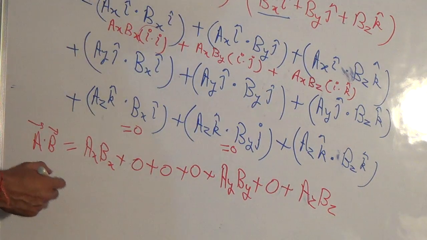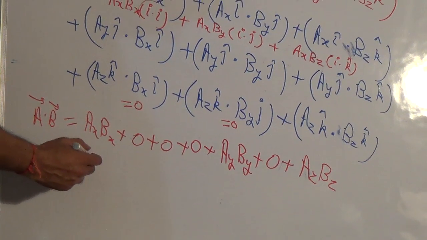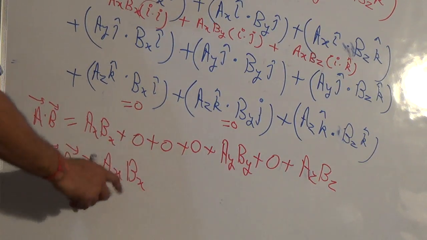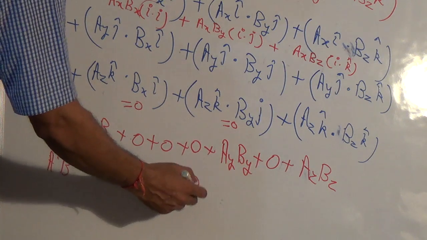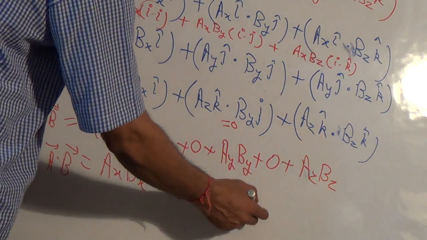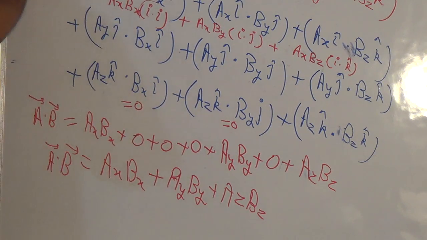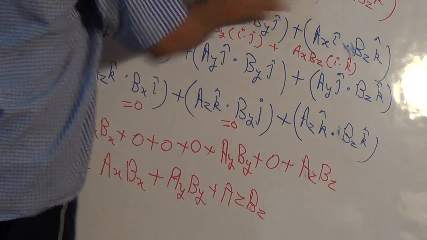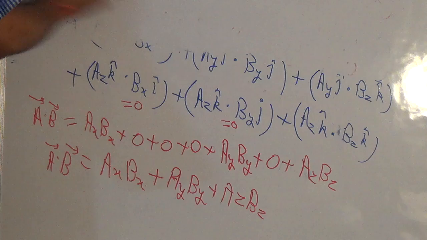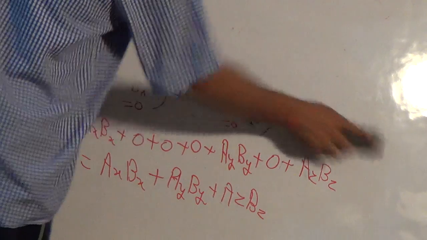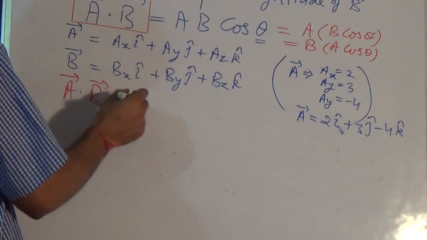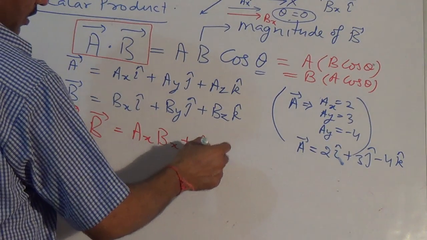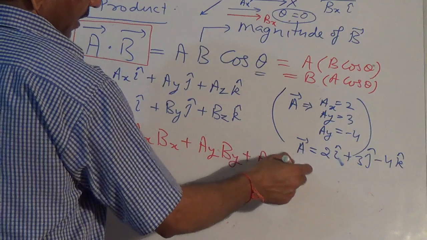So as a result, the scalar product a dot b is the ax component with the bx component, the same direction, then ay by, plus az bz. We got only the same components. So a dot b is equal to ax bx plus ay by plus az bz.